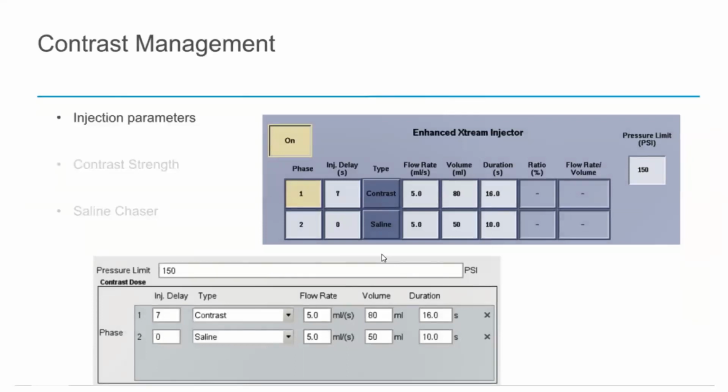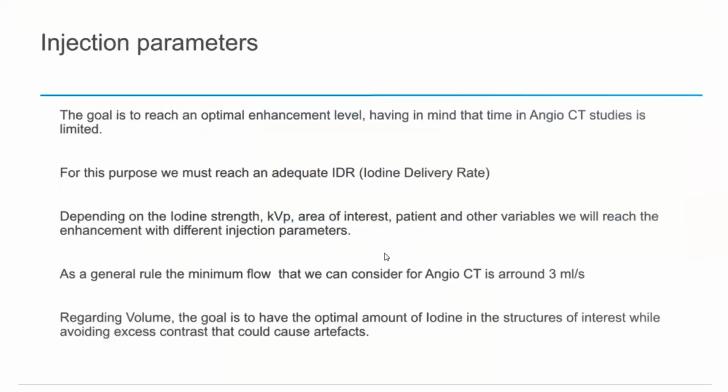Talking about injection parameters. First, we will discuss the injection parameters. We want to inject the contrast in a way that will ensure an optimal enhancement level, and timing is limited when scanning angios. We must ensure that we have an adequate iodine delivery rate. We must consider iodine strength, kVp, area of interest in the patient, and have an appropriate protocol based on these variables.